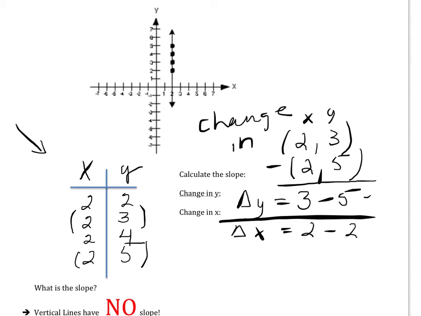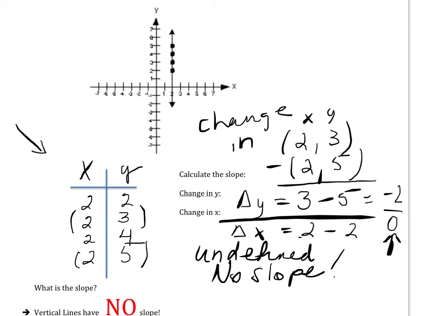So now let's resolve the problem. 3 minus 5 is negative 2 over 2 minus 2 is 0. That is not our slope. The final answer for this slope is undefined or no slope because you cannot have a 0 in the denominator for a fraction. So when you get 0 in the denominator, you end up with an undefined or no slope.